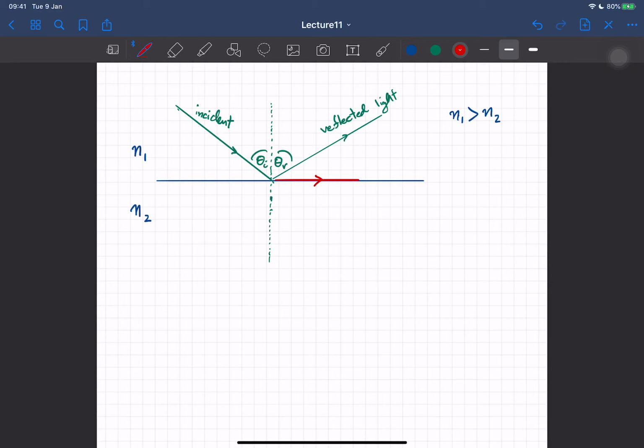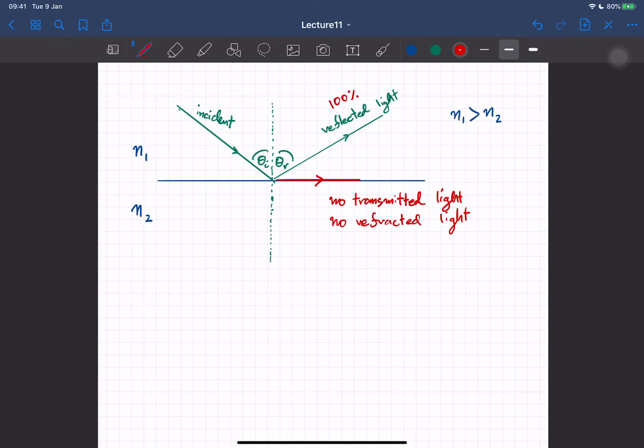And when that happens, the only thing you have is reflected light. You're gonna have no transmitted light, which means no refracted light. So no transmitted light or no refracted light, but light has to go somewhere. So that's when you have 100% reflection, because you don't lose any light into the other medium.